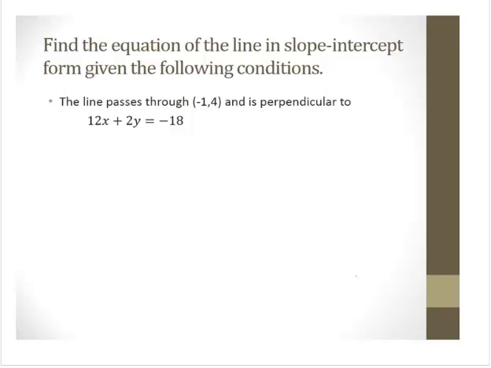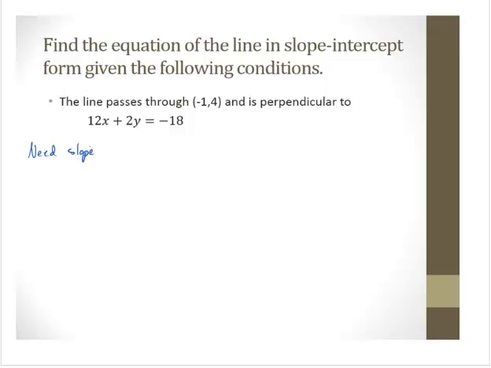Well, let's look at another example. The line passes through negative 1, 4 again, but now the line is perpendicular to 12x plus 2y equals negative 18. Again, I need slope. Well, I know that my line is perpendicular to this other line. So let's find the slope of that other line.